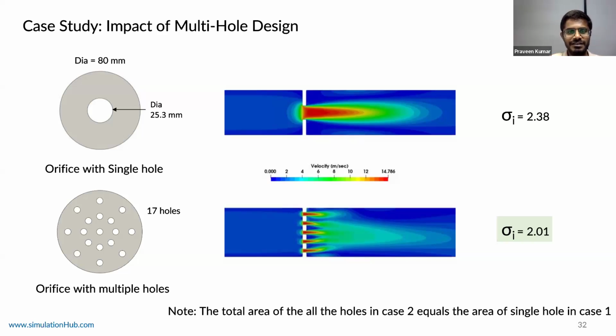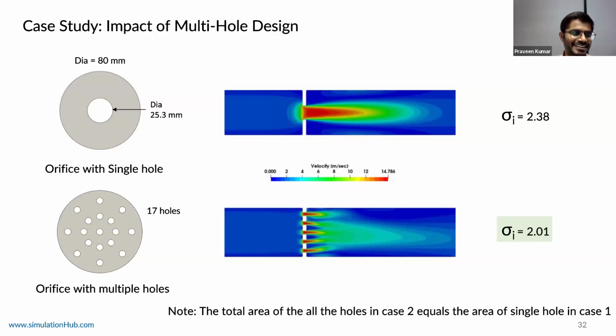Sigma has nothing to do with the design per se, whether design one or design two. It has everything to do with the operating condition. When your operating conditions are the same, the sigma is the same. You cannot decide which one is better just based on sigma. When you compare two designs, you need to compare the incipient cavitation index. Sigma you compare with sigma i, and then you can say whether that particular design is cavitating or not.